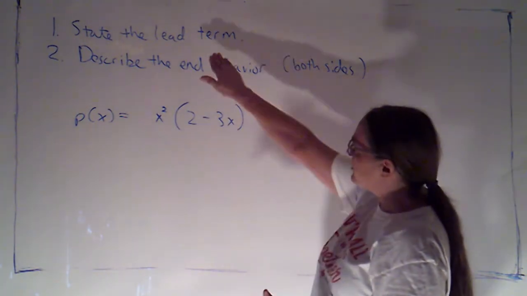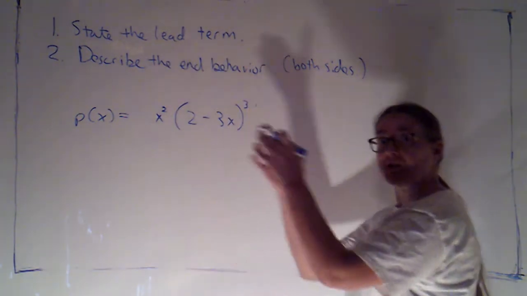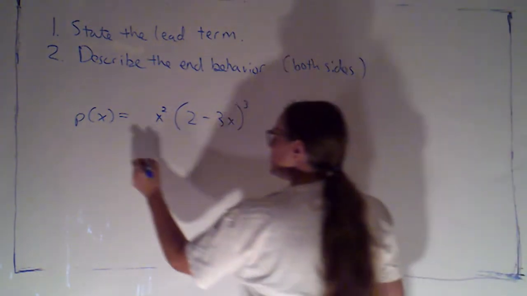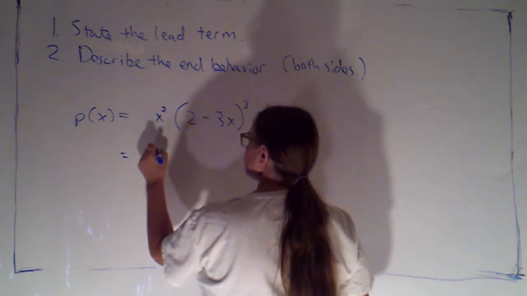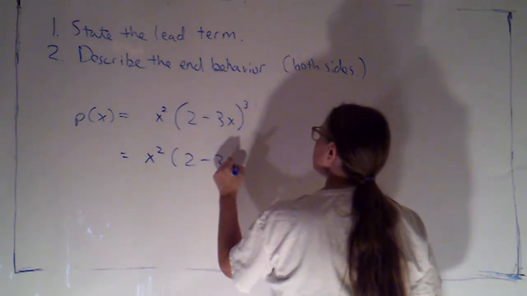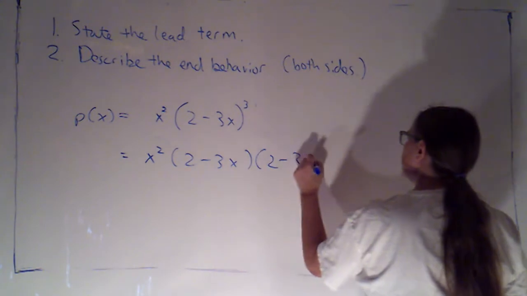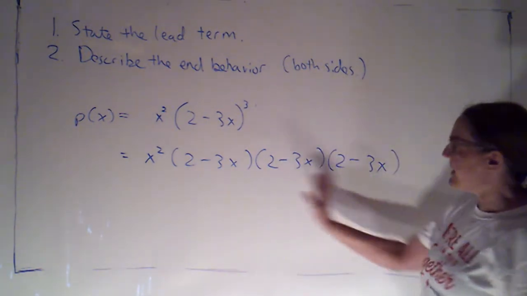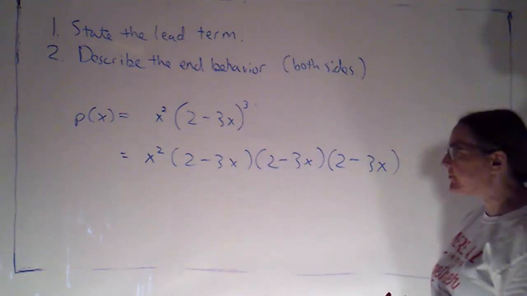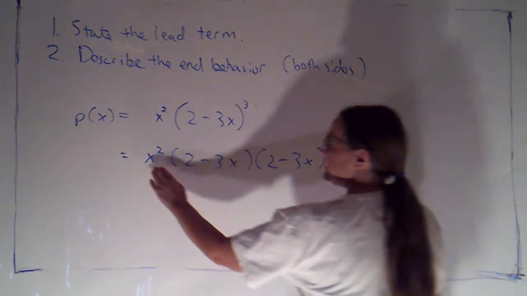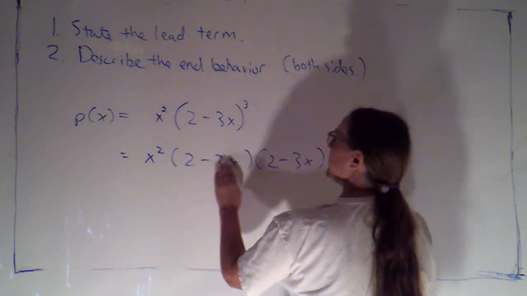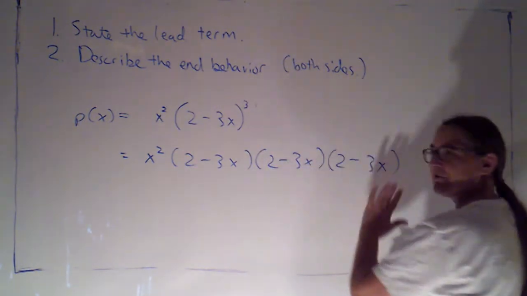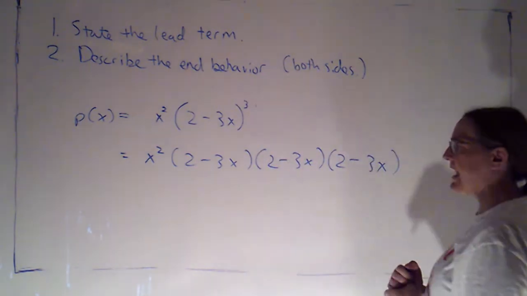So it's a little bit harder to pick out the lead term, because I don't have just a bunch of terms that I'm adding and subtracting together. But I know that this would mean x squared times (2 minus 3x) times (2 minus 3x) times (2 minus 3x). And I basically have to multiply everything out. So I'd be distributing the x squared to the 2 and to the negative 3x. And I'd be distributing this 2 to this 2 and this negative 3x. I'd be distributing everything to everything.